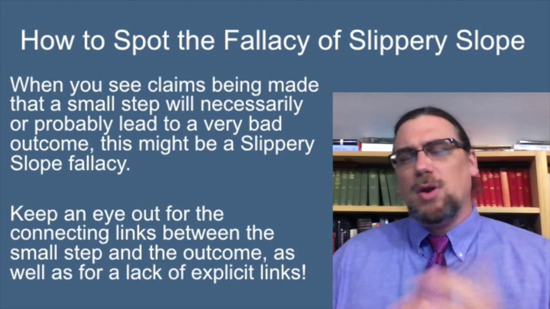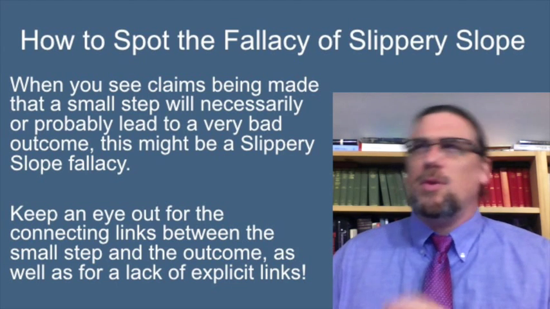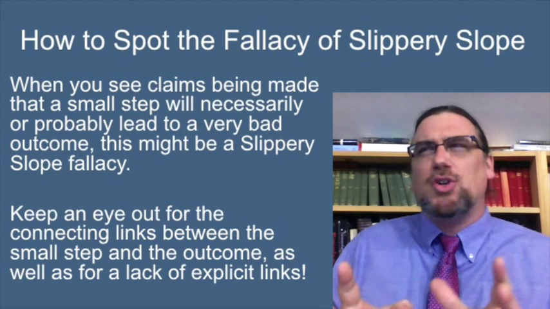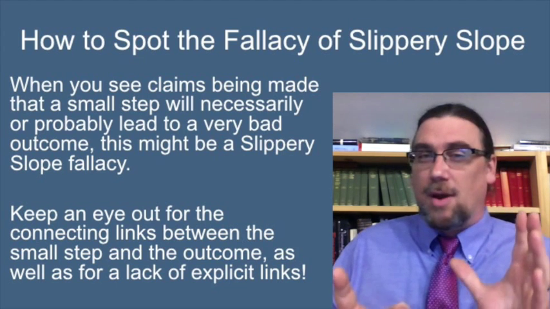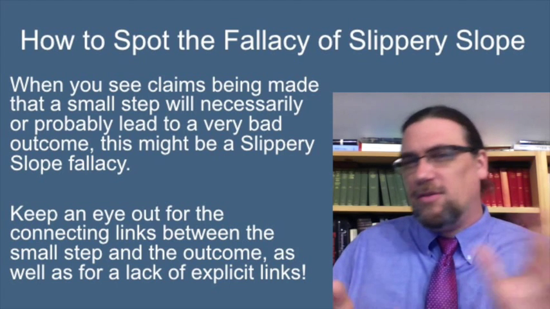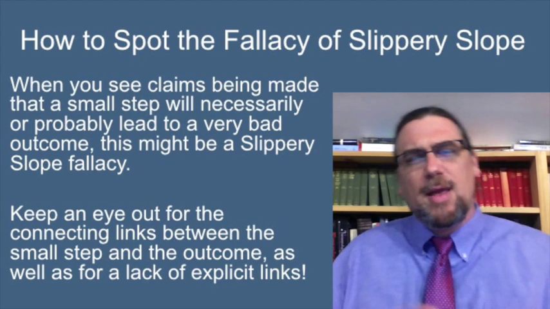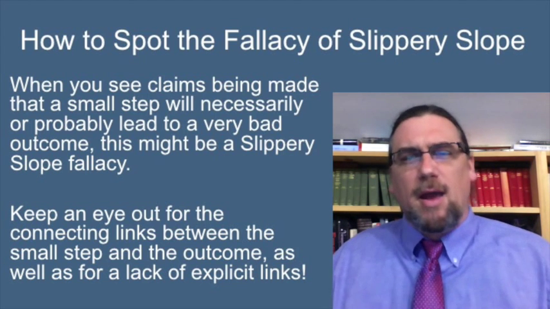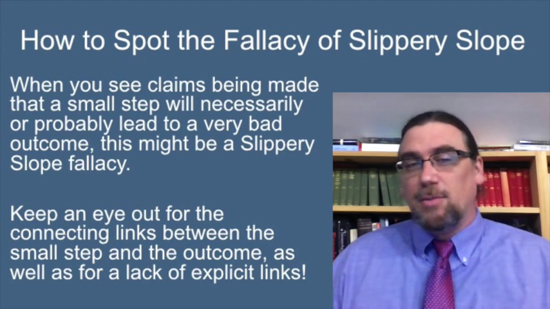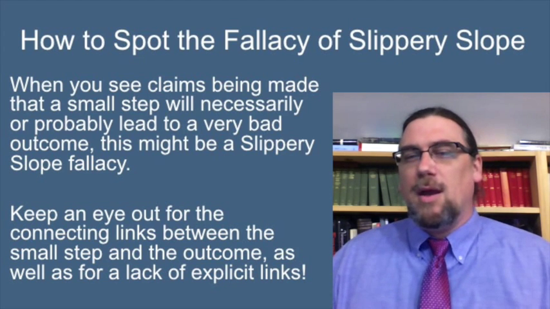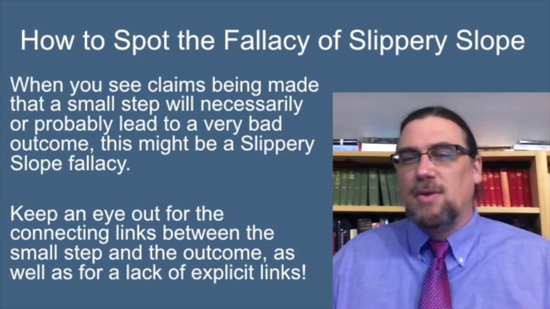You should look at these sort of things. When you see a really bad outcome being postulated as the likely outcome if you do this seemingly small thing, you probably have a slippery slope fallacy going on. What you want to do then is keep an eye out for the connecting links between the small step and the outcome. You also want to be aware of any implicit premises, a lack of explicit links.